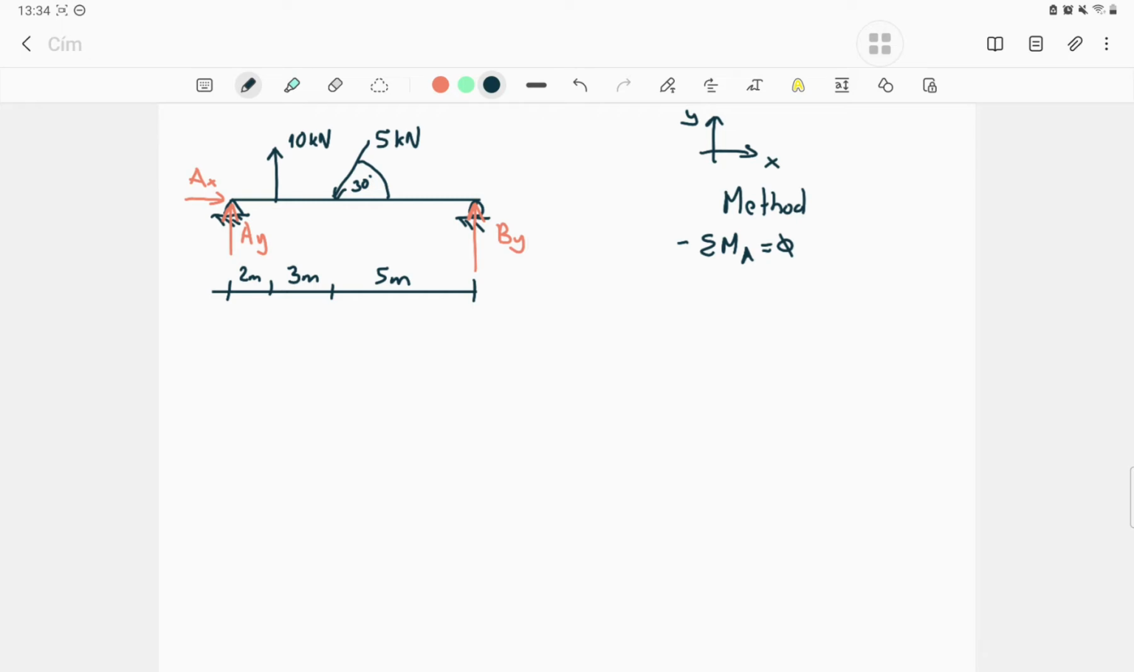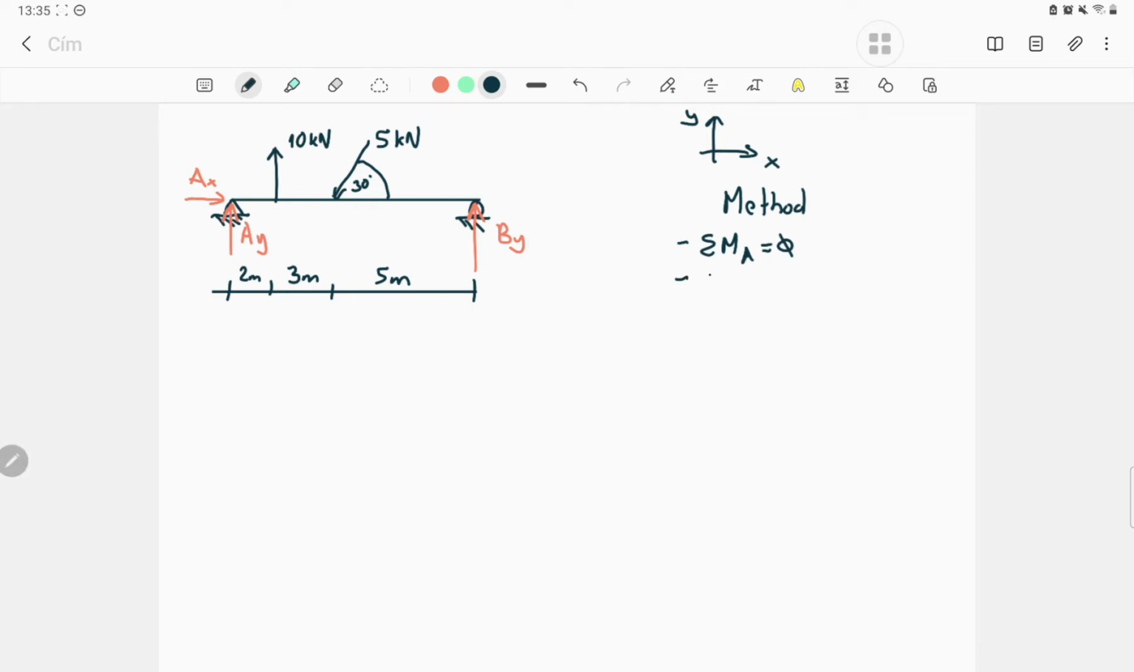Why? Because every time if you have a two supported beam, you will have a hinge and a roller support. And inside the roller support, anytime you will have just one unknown. So if you write this moment, you will find the roller support unknown every time. So this can be the first step.